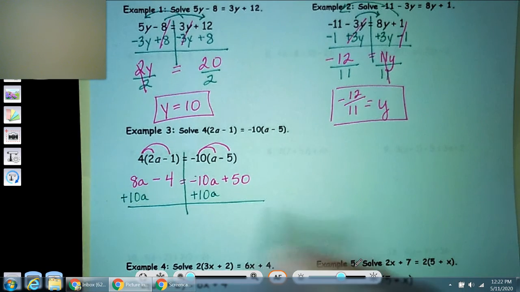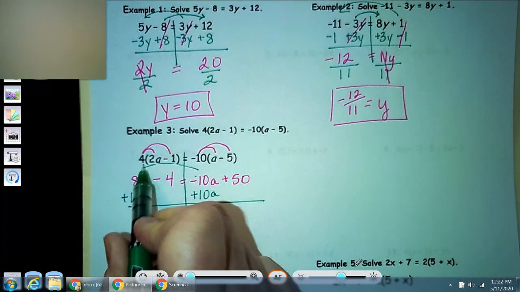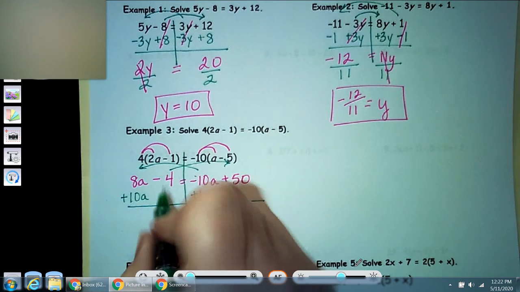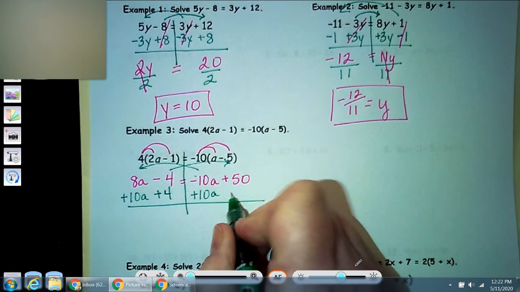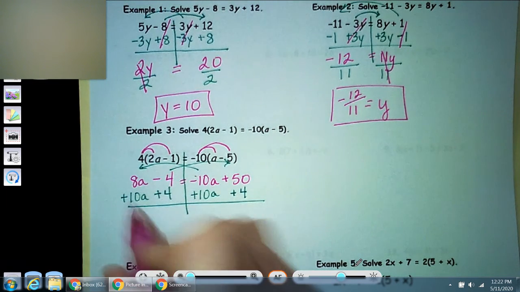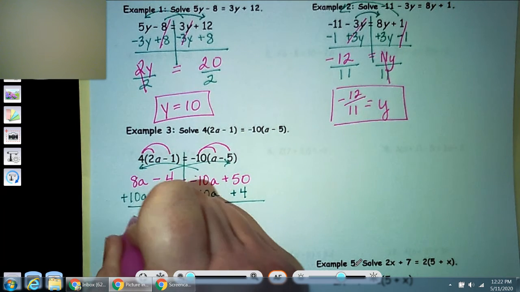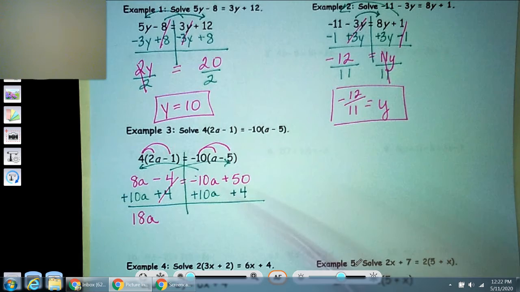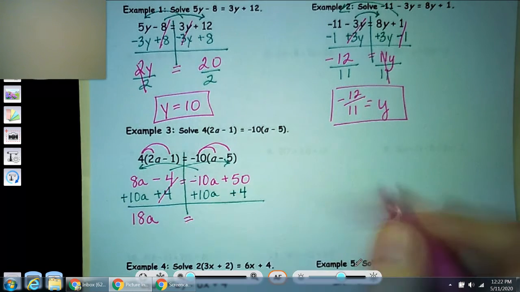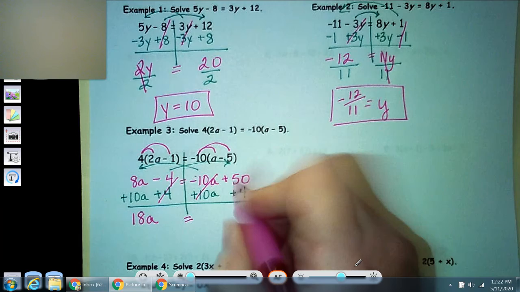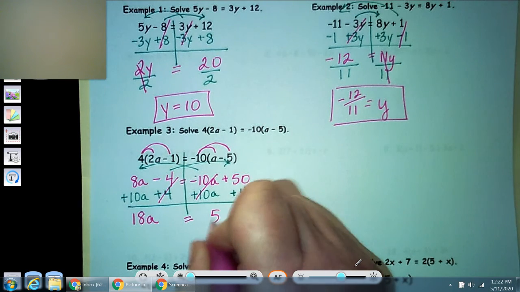Okay. And since I moved my variable term to the left, I want to move my constant over to the right. So I'm going to add 4 to each side. And now I'm just going to simplify. 8a plus 10a is 18a. Minus 4 plus 4, those cancel out. Equals negative 10a plus 10a, those cancel out. 50 plus 4 is 54.